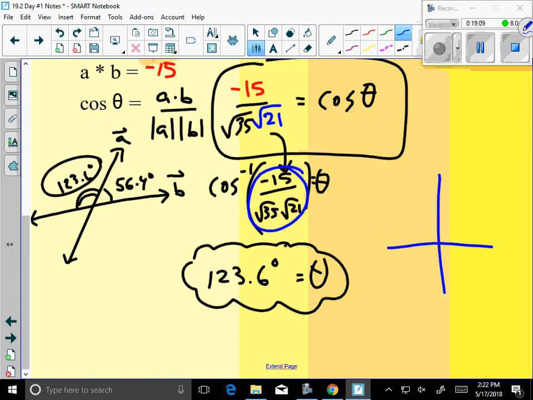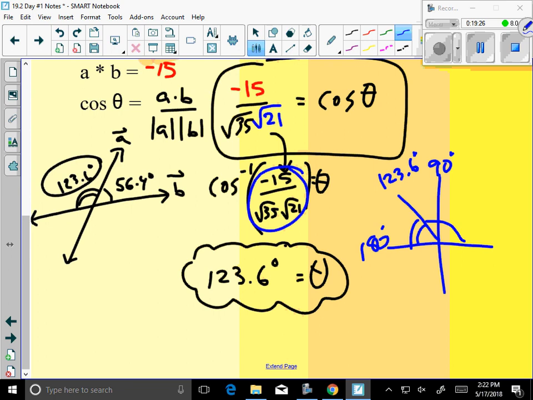Right? So if that happens in quadrant 2, I know the angle measures in quadrant 2 are from 90 to 180. Okay, but either would be acceptable. There you go. There's your 123.6. All right, and then your supplement right there would be 56.4.